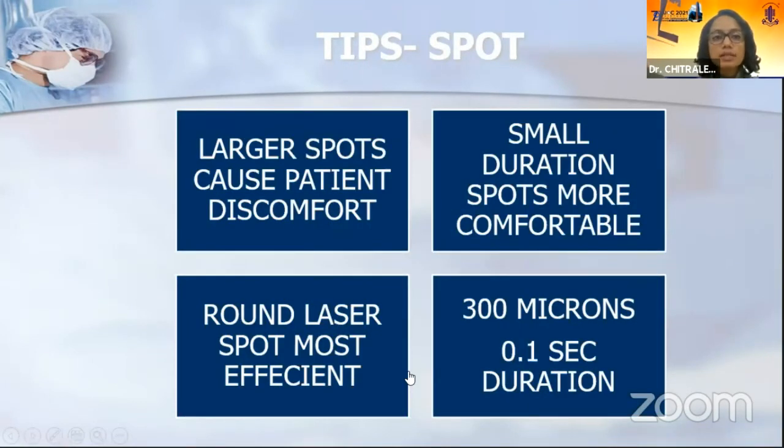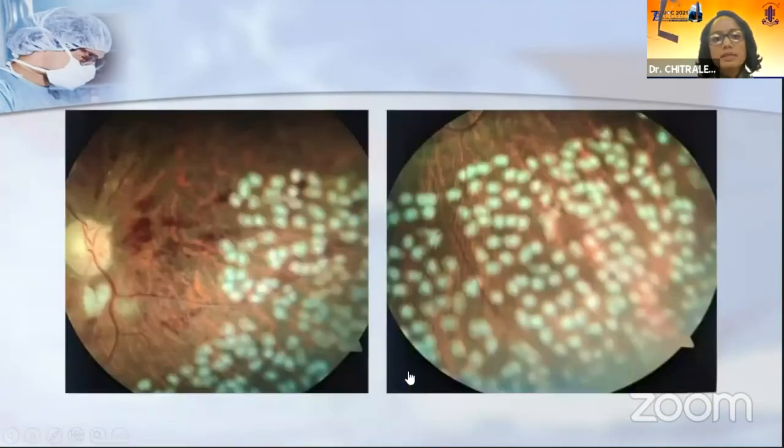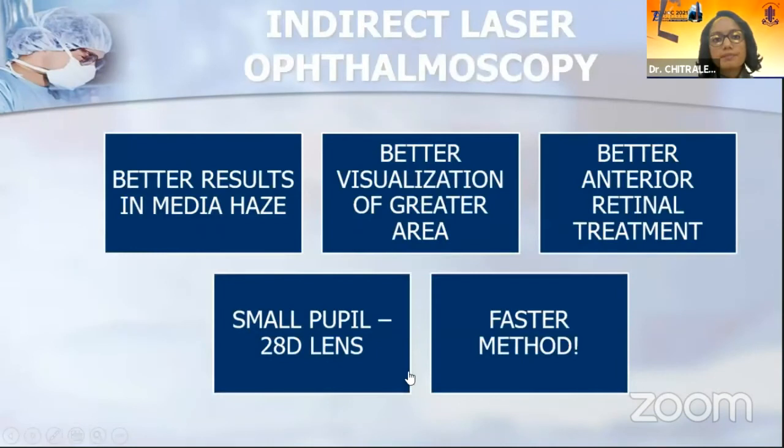When it comes to the spots, larger spots cause patient discomfort. Small duration spots are more comfortable. Round laser spots are more efficient. So on an average, 300 microns and 0.1 second duration appears to be the best setting. This photograph shows PRP laser which has been done in the first sitting.